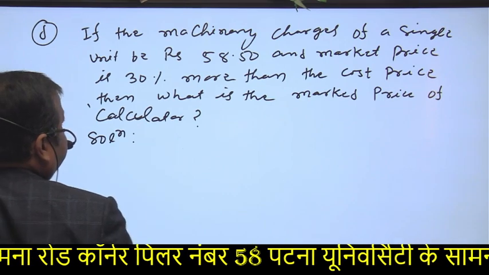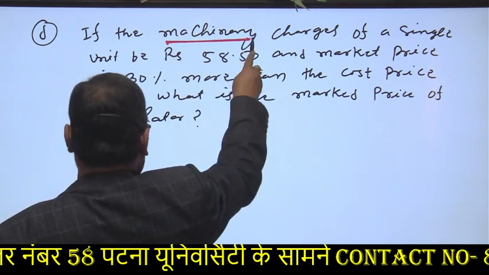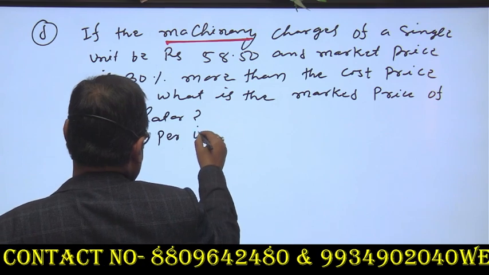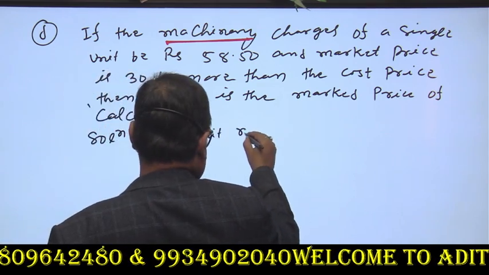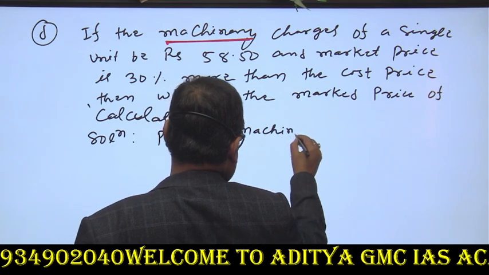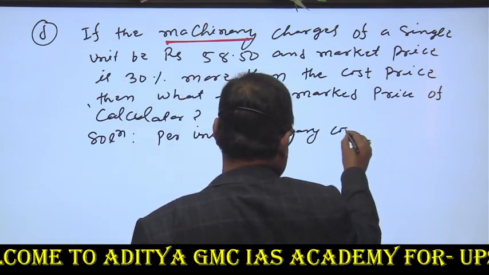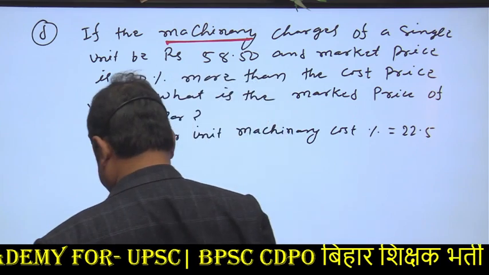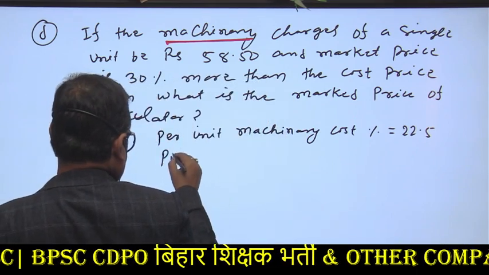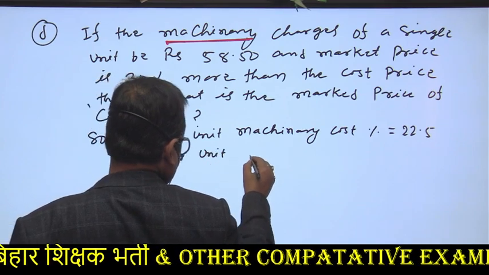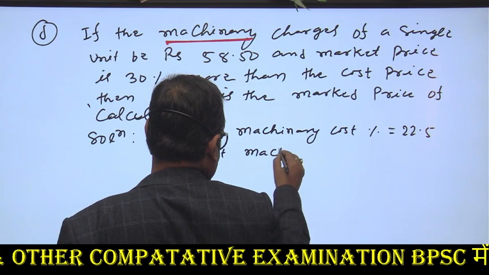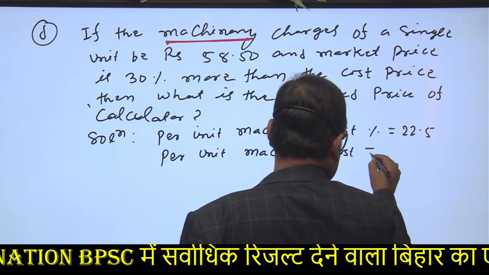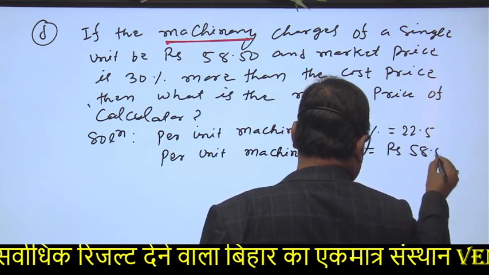Solution part, machinery part. From figure, per unit machinery cost percent equals 22.5%. Per unit machinery cost is Rs 58.50.